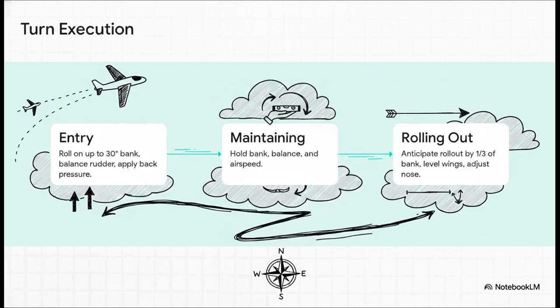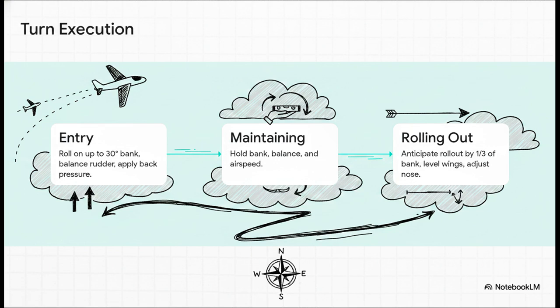Let's break down the exact inputs. Step 1, the entry. Roll the aircraft to a maximum of 30 degrees of bank using your ailerons. Feed in some rudder to stay balanced. Now, as you roll, the nose is going to want to drop, so you have to apply a little back pressure on the yoke to keep your airspeed steady. Step 2, maintaining. Hold that bank angle, keep the rudder balanced, and lock your eyes on the nose to hold that airspeed.